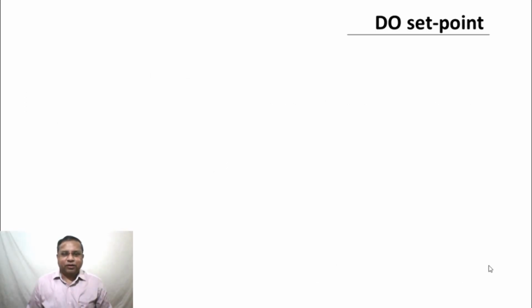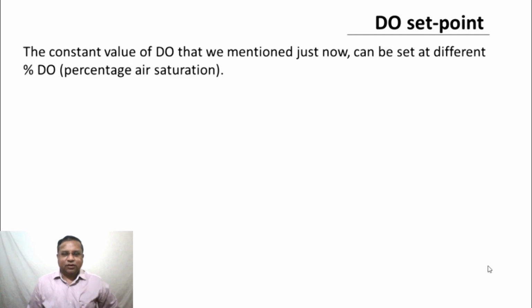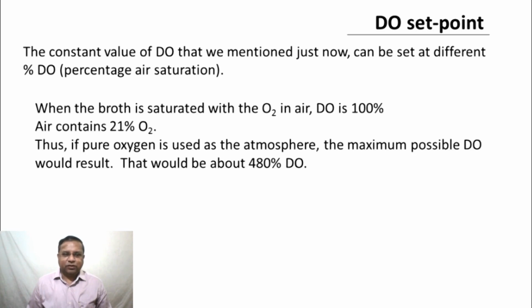The DO set point, this is measured and it needs to be controlled. Let us see what the DO set point is. The constant value of DO that was mentioned just now can be set at different percentage air saturation, percentage DO. When the air, this is what we talked about in detail just a while ago. Let us redo this just to get the point across.